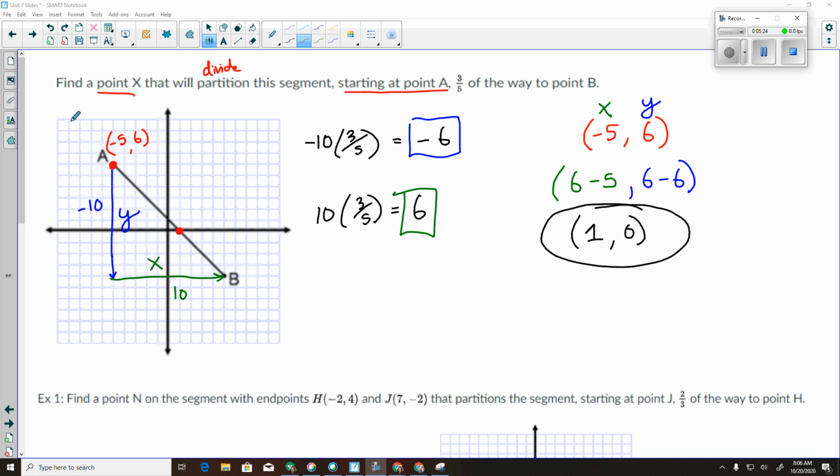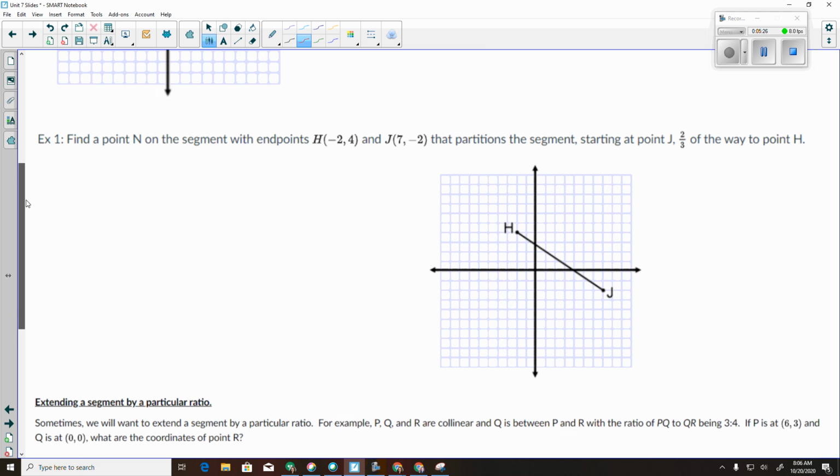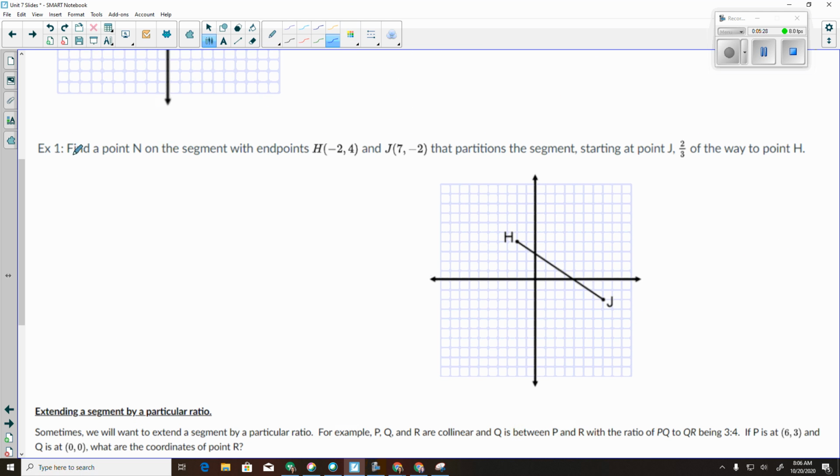Okay, we will do one more example of this problem. So let's say I have another line segment, and this time I'm trying to partition it into 2/3 of the way, and I'm starting at point J, okay? So this is where I'm starting. Really crucial that you look at that wording, because if I start at point H, I'm going to get a very different problem here. So if I'm starting at J, I have to find the rise and the run first.